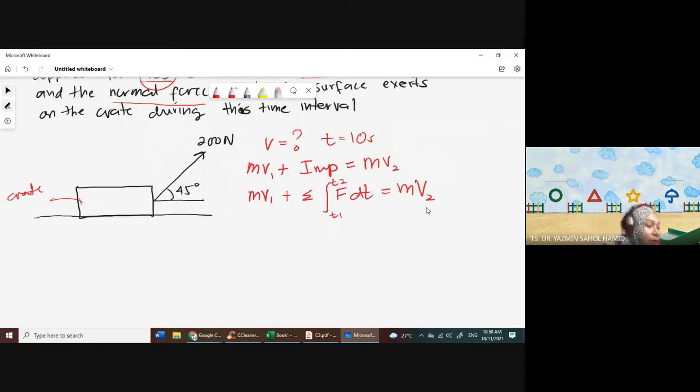Now, let's find what is our mv1. What is the v1? What is our initial velocity? v1 is 0. Why? Because it starts from rest. So this is 0. So what is our v2?